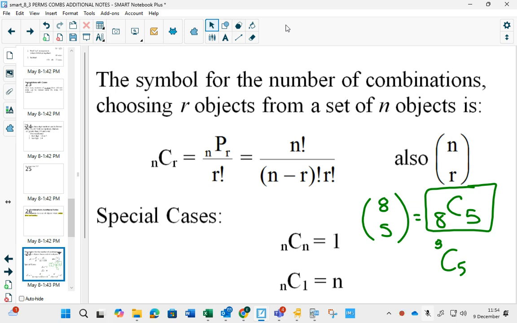Special cases. You have 5 things. You have to choose all 5 of them. How many ways can you do this? There's only one way if you have 5 things and you have to take all 5 of them. Okay? The same thing is if there's 5 things and you can't take any of them. There'd only be one way to do that: don't take any of them. And choose one, of course, that's just n ways.